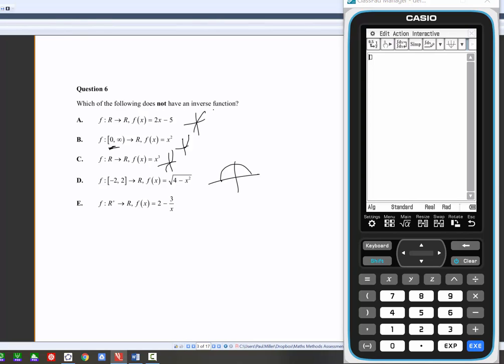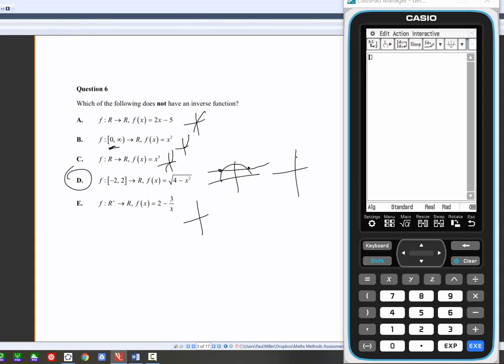So that one does not have an inverse function because it fails the horizontal line test. That is, for this x value and this x value, we produce the same y value, which means when it's inversed, I'm not quite sure what the inverse is going to look like. Anyway, that's beside the point. It's not one-to-one, therefore that is our answer.